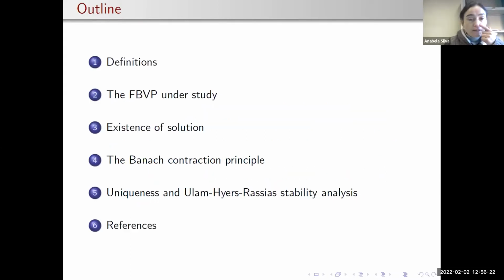So I will present some basic definitions for this work. I will present the fractional boundary value problem that we studied. I will present the existence of the solution. The principal technique that we use in this work is the Banach contraction principle, which is very used in operator theory. And I will finish with the study of the uniqueness and Ulam-Hyers and Ulam-Hyers-Rassias stability.